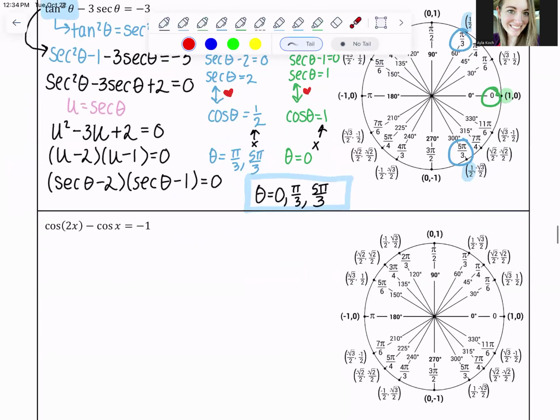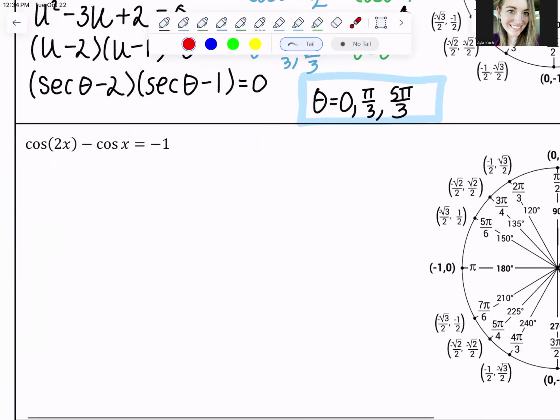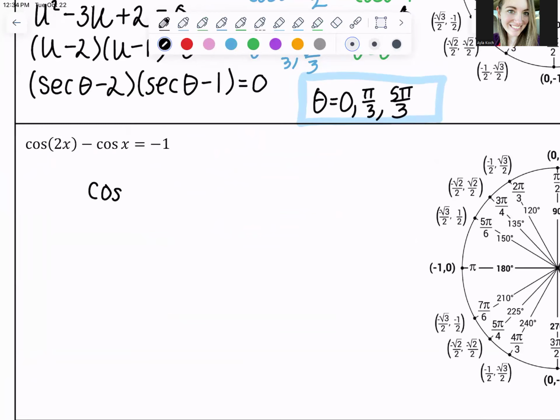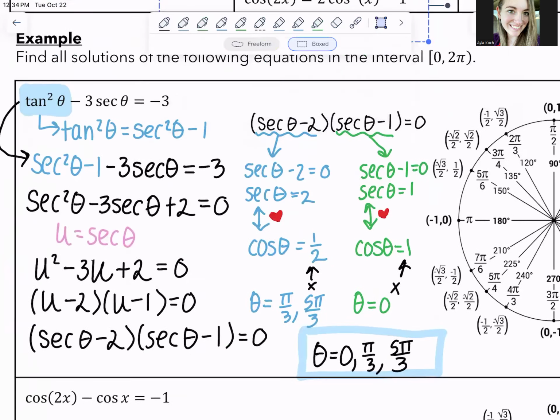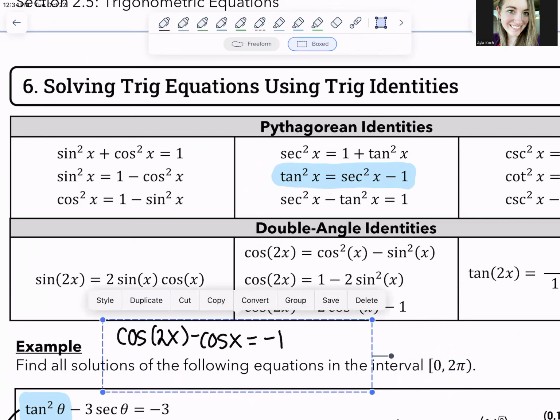Let's do another one. Cosine of 2x minus cosine x is equal to -1. All right, so let me just copy this down. Cosine of 2x minus cosine x equals -1. All right, this is the equation we're working with.